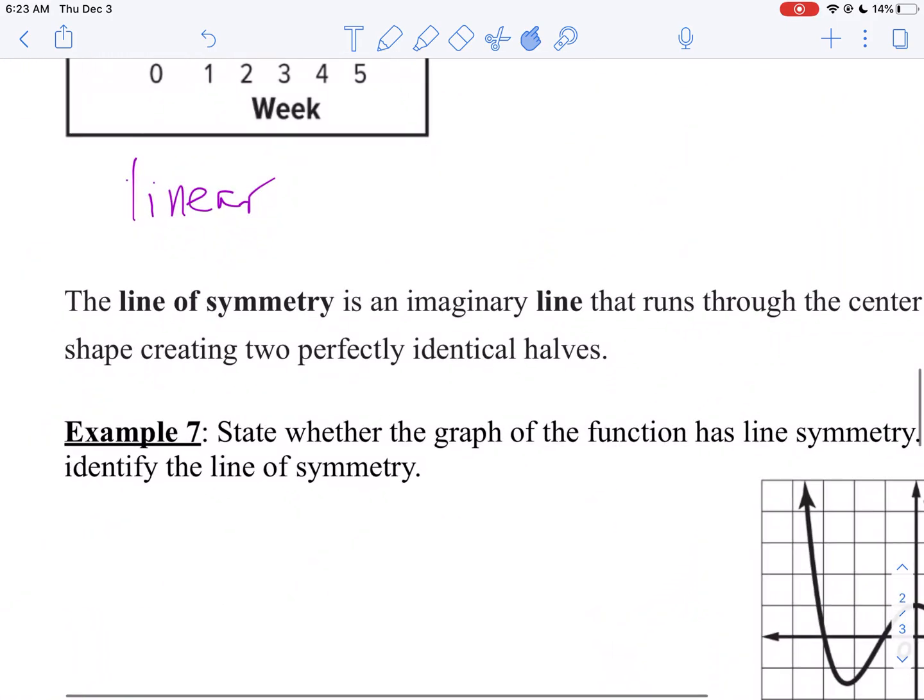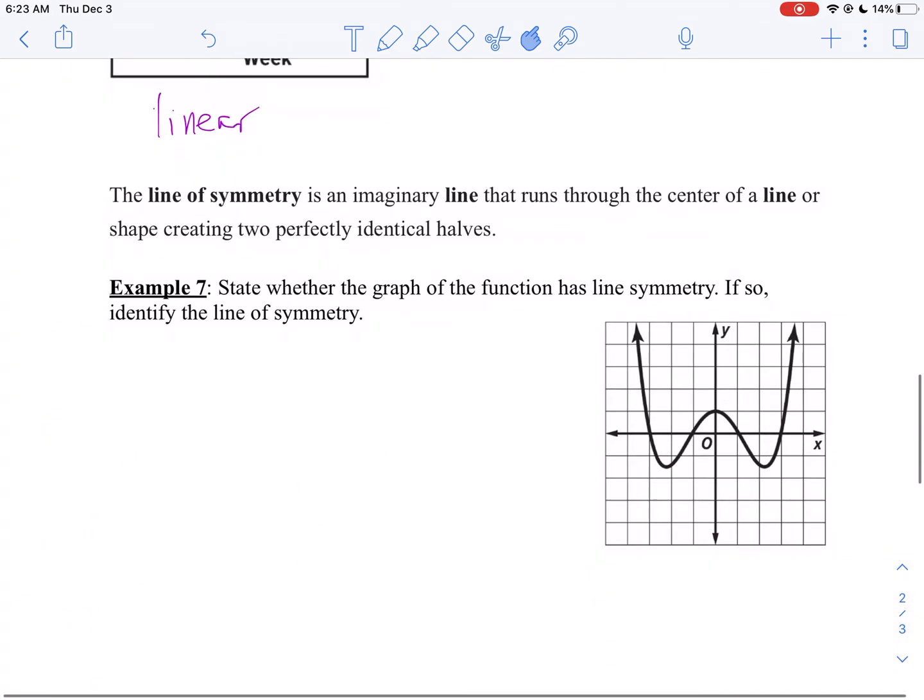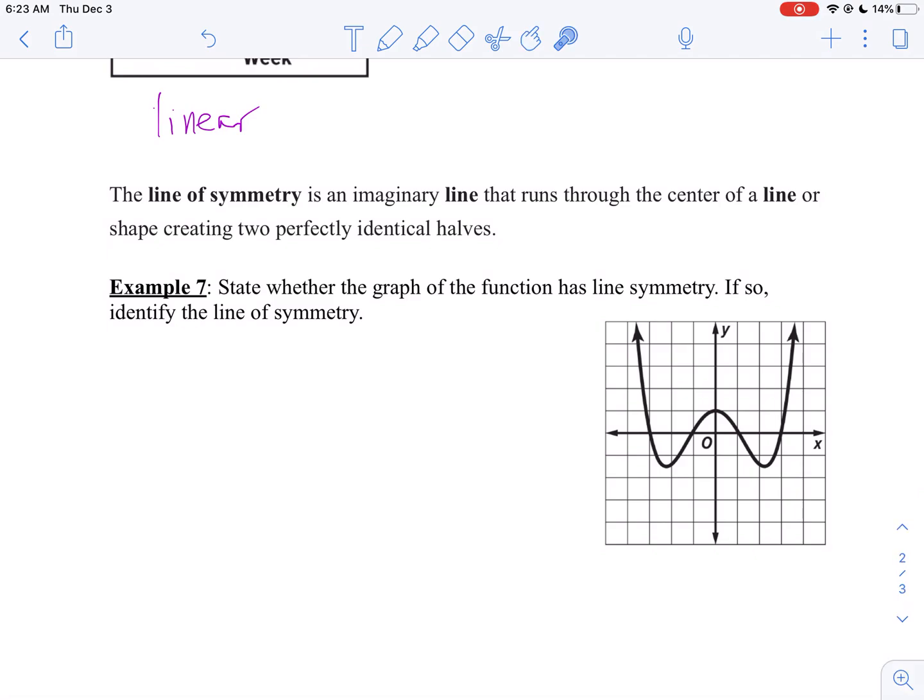Line symmetry. Now we're going to look at graphs that are pretty much nonlinear. Line symmetry is exactly what it sounds like, symmetry from biology. That is, you have an imaginary line that you could run through the graph. You could fold the graph over, and every point would match over. So we're going to have two equal halves.